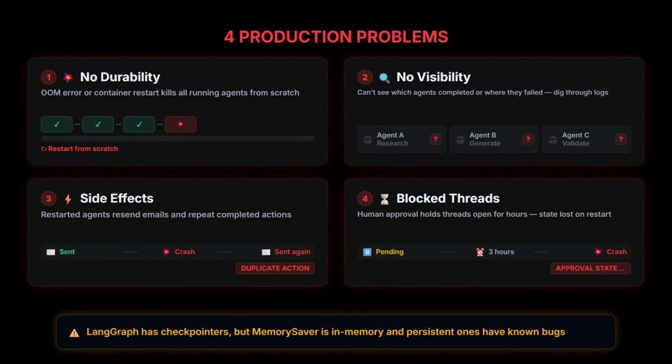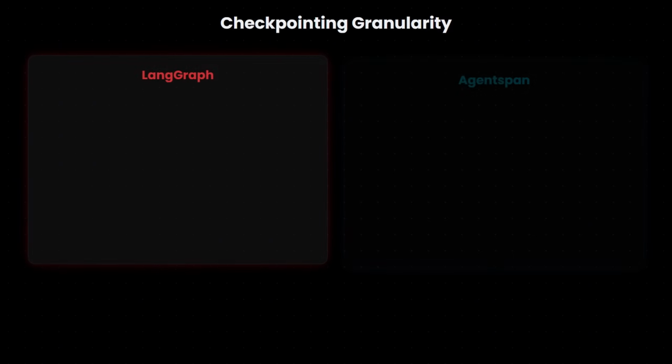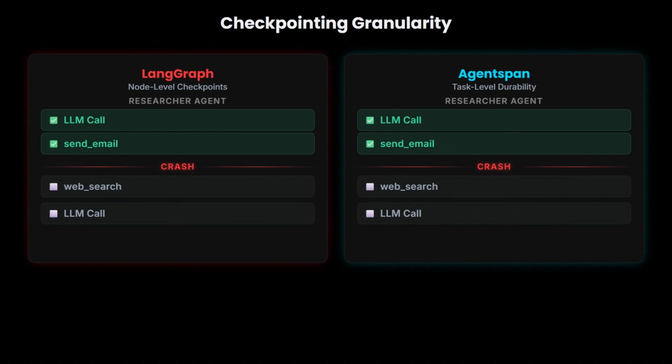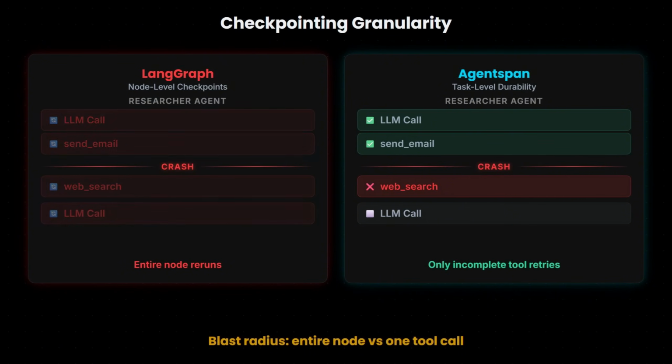Now, LangGraph does have checkpointers like memory server and Postgres server, but they work at the node level. They save state between agents, not within them. So if your researcher agent calls 3 tools and crashes after the second one, the checkpointer doesn't help. The entire node reruns. With Agentspan, every individual tool call and LLM call is its own persisted task. The granularity is fundamentally different.